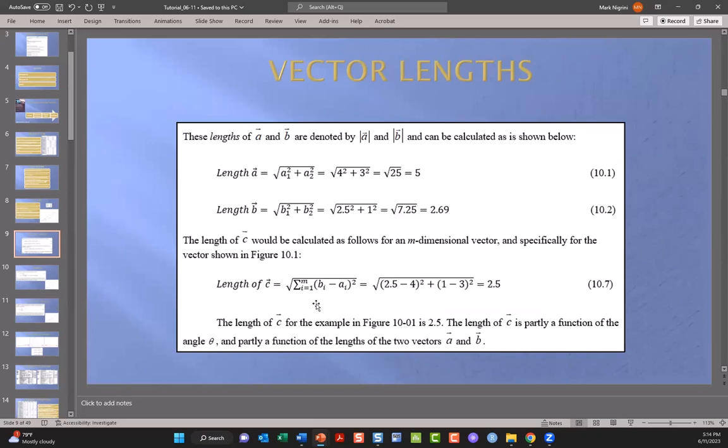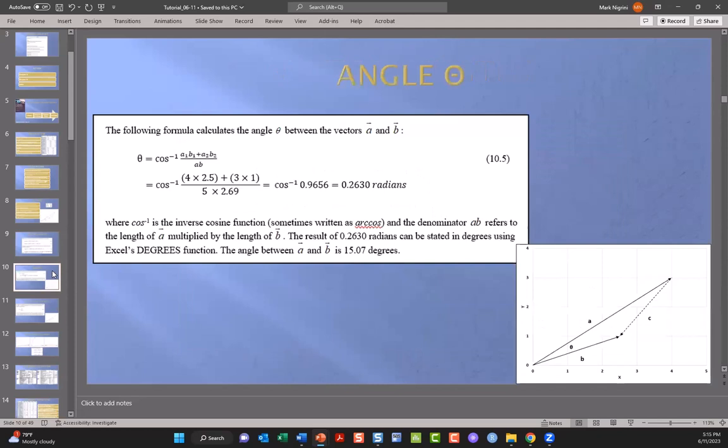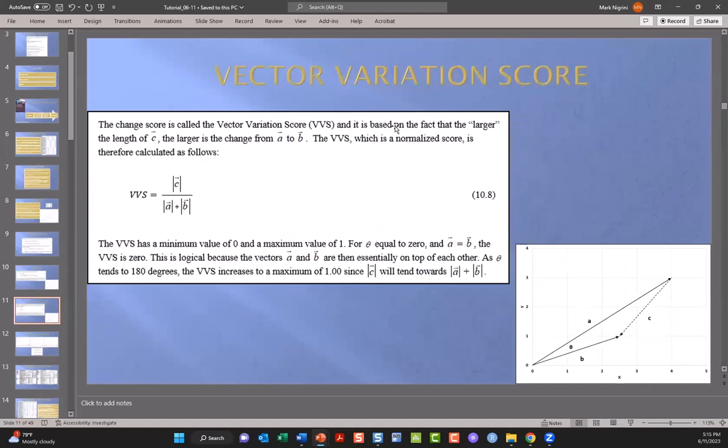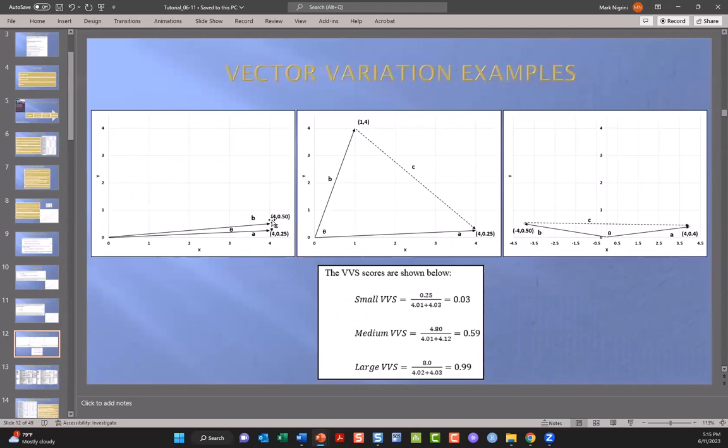We will do an actual example right at the end. And then we have to divide the length of C by these two lengths over here. We can also calculate the angle, and I'm not sure whether any of the test questions ask you to do the angle. And this is my score. I changed the words, but it is the length of C divided by the length of A plus the length of B. Here we have a small difference, a medium difference, a big difference, and I calculate a difference here: 0.03, 0.59 over there, and 0.99 over there.